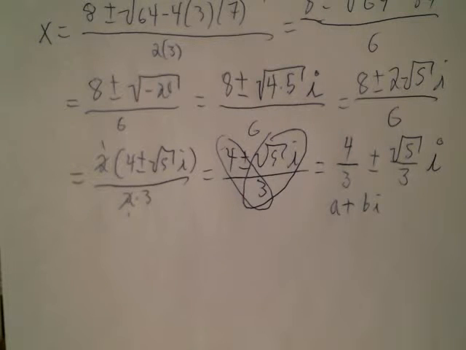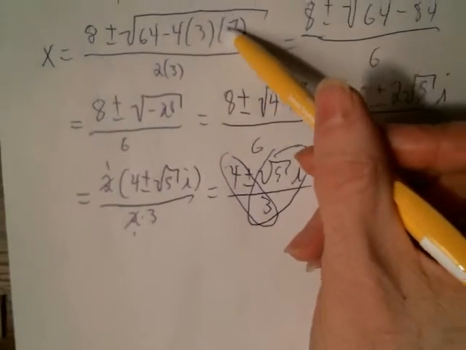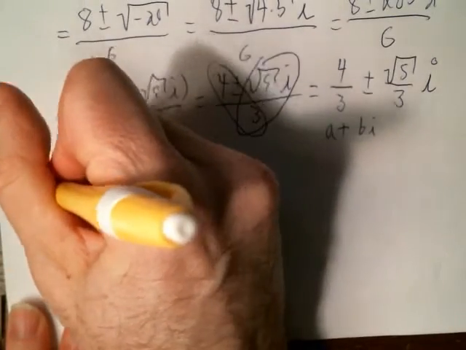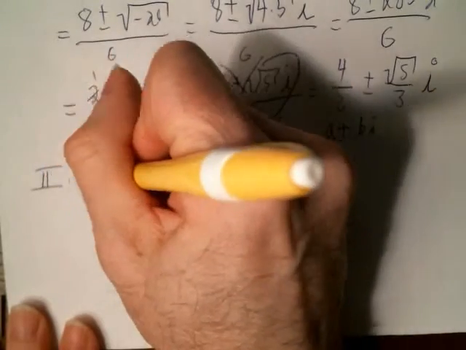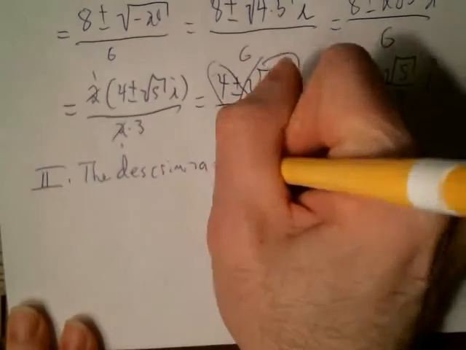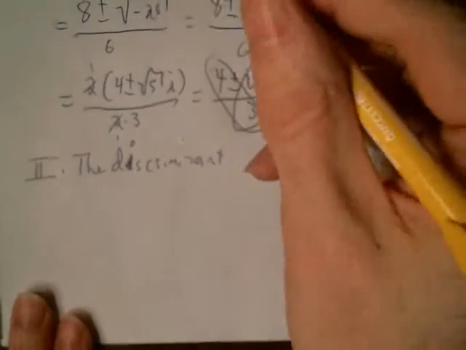So anyways, you could tell that you're going to end up with this type of solution just by looking at the discriminant. And that's what we want to look at next. The discriminant will tell you your solution types. The discriminant. I believe there's an I right here. I'm sorry, I'm not a very good speller.